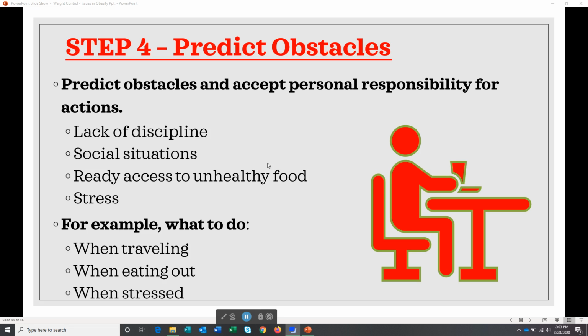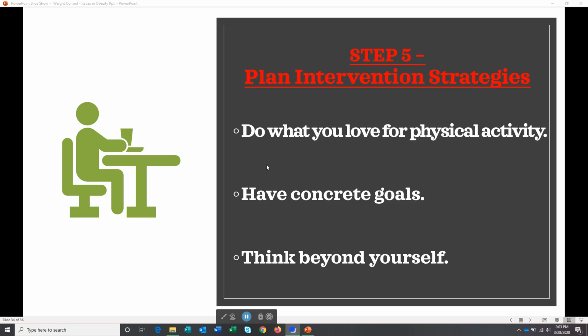Number 5, plan intervention strategies. Making a permanent lifestyle change requires a great deal of time, motivation, and commitment. For that reason, relapse is a formidable risk, especially in the beginning. It's not easy to make permanent lifestyle changes. Try and avoid quick fixes for decreasing weight, such as smoking, dieting, vomiting, and laxatives. Go for the quick fix. It's tempting, but it will hurt your health more than help it.